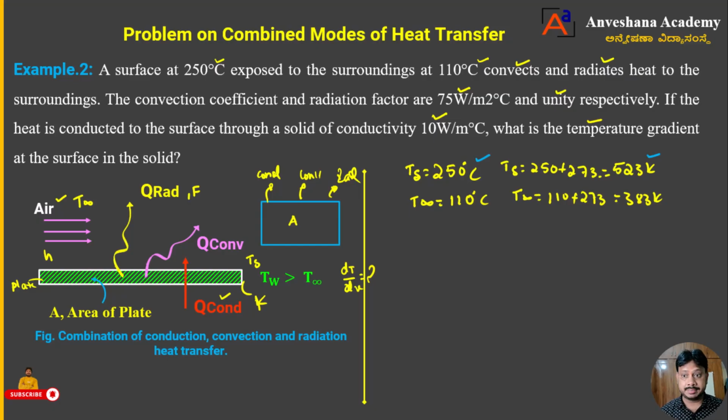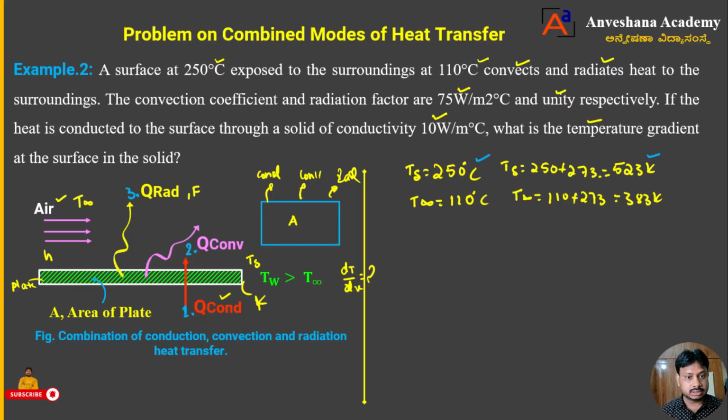Okay, fine. Next, as I told, dear students, initially conduction is going to take place. That is what we call first, conduction heat transfer. Later, some amount of heat is going to transfer through convection. That is second, convection. Some amount of heat is going to transfer through radiation. That is 1, 2, 3. Three modes of heat transfer are going to take place simultaneously.